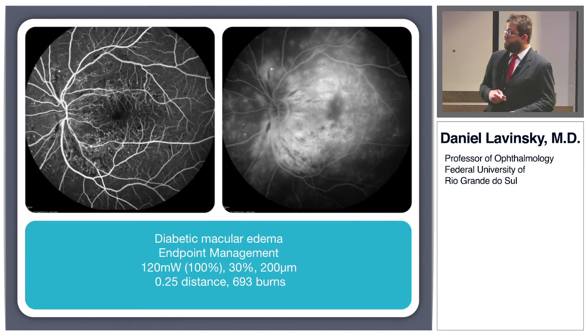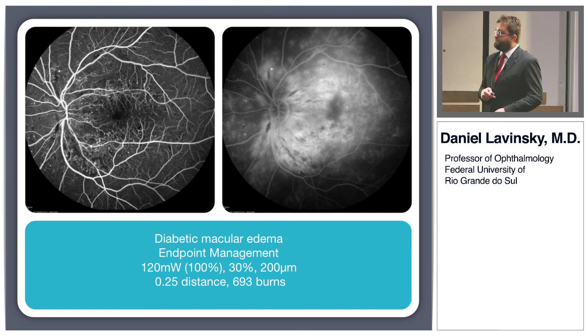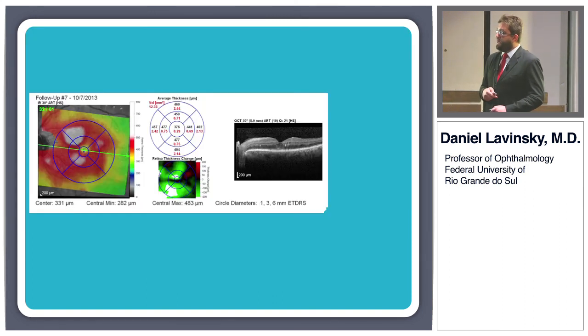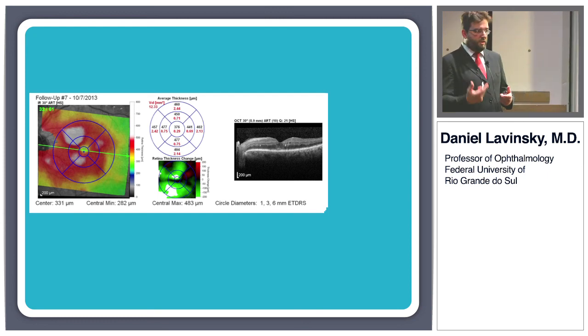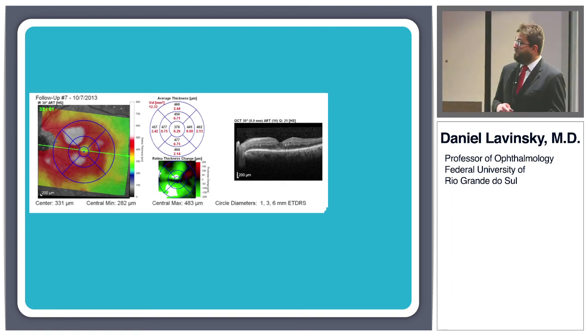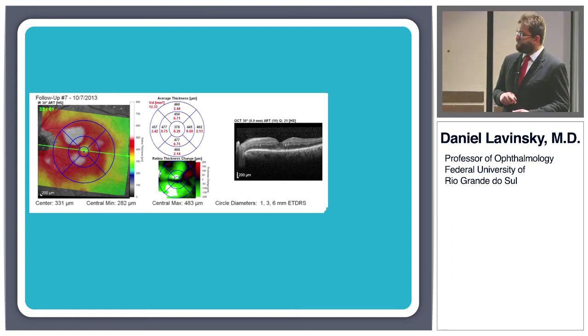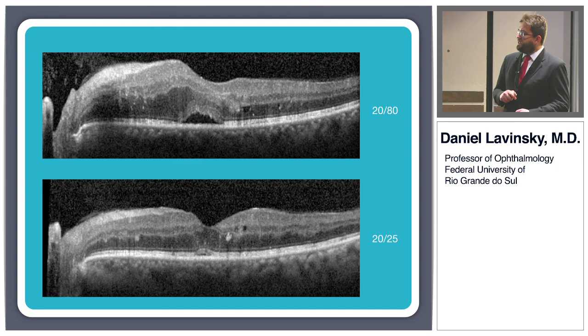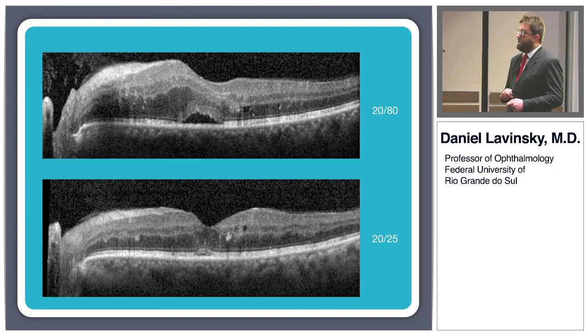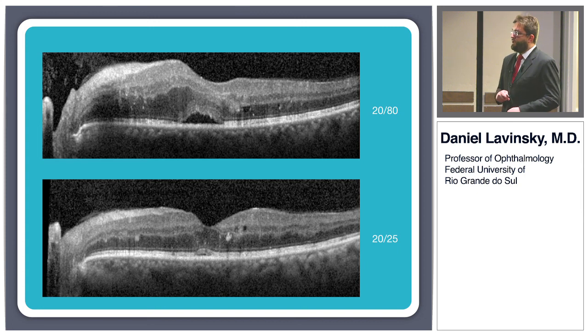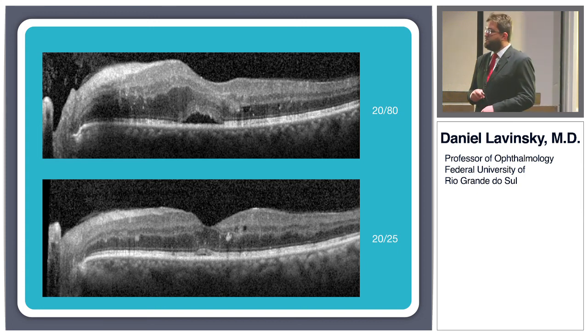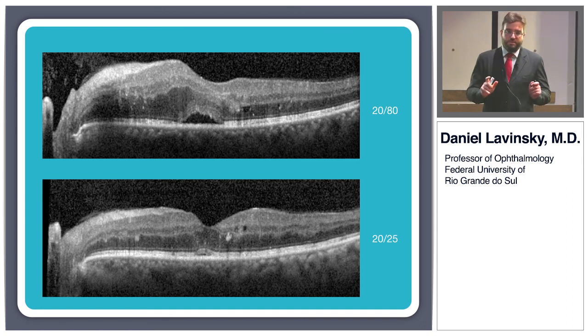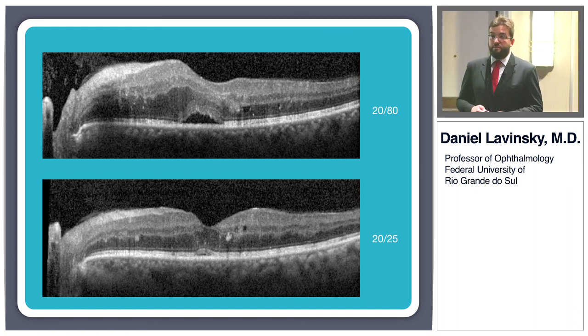So this is a different case of diabetic macular edema, very severe. This patient had subretinal fluid, which is an indication of really bad control of the macular edema. We treated her with endpoint management, and the edema resolved over time, and she had a very nice result. The fluid is almost gone, the vision got better, and there are a couple of cysts, but not as in baseline. So this is more or less the cases. Thank you again for the invitation, and we're open for questions.